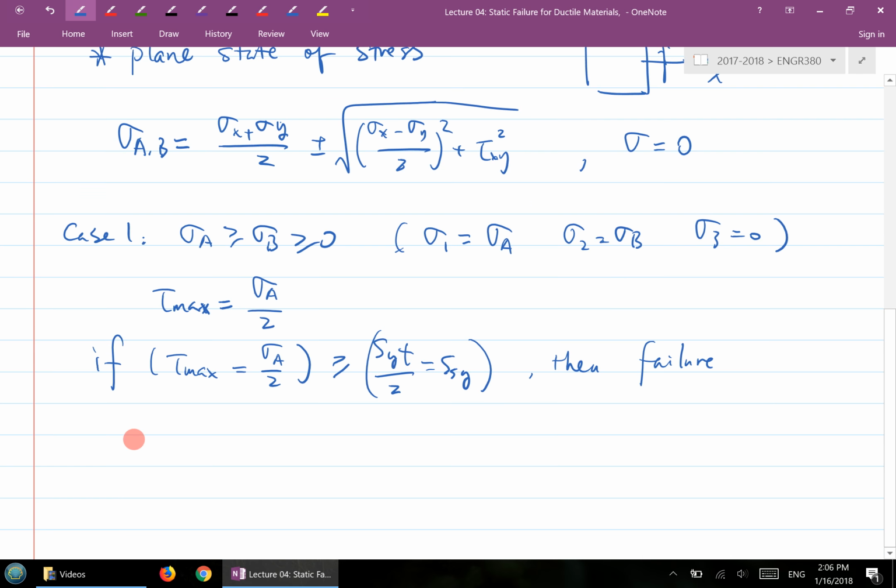So we define ourselves a safety factor, which is basically a ratio. We define the safety factor as the strength over the stress. That gives us SYT over 2 over sigma A over 2, which is SYT over sigma A. So this is the safety factor under case number 1.